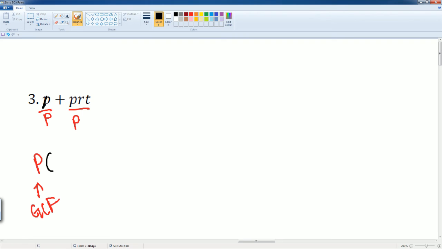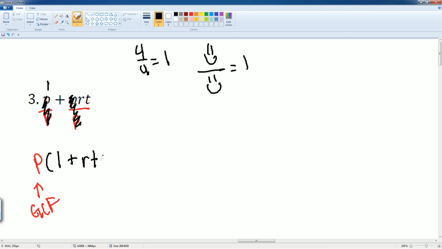P divided by P, this just becomes a 1, not a 0. Because look, 4 divided by 4 is 1. Smiley face divided by smiley face is still 1. Anything divided by itself is just 1, not 0. Then you have PRT divided by P, so this just becomes 1, leaving you with RT plus RT. There you go, that's how it would look. That is 1, 2, and 3.